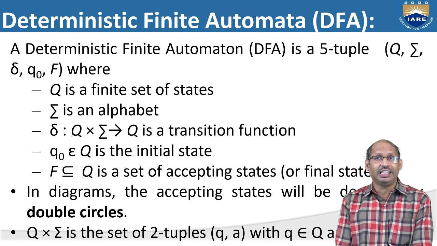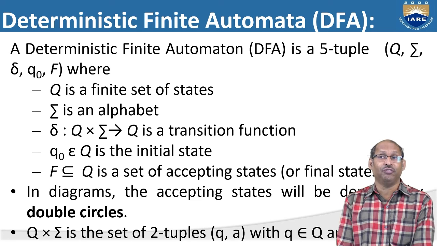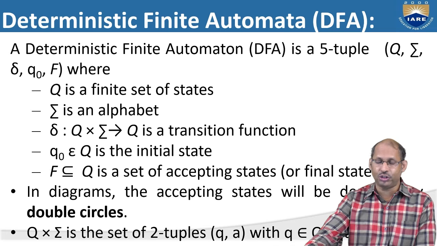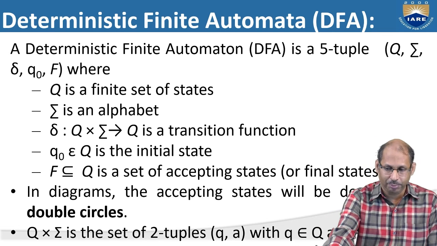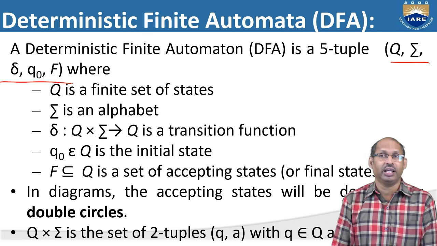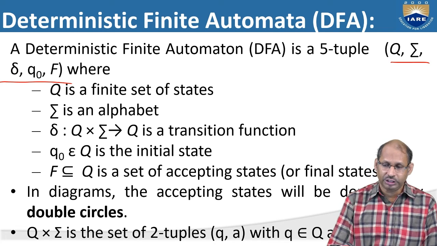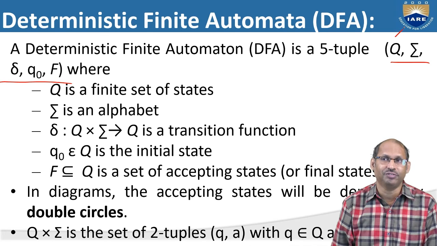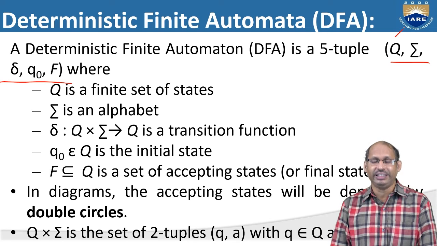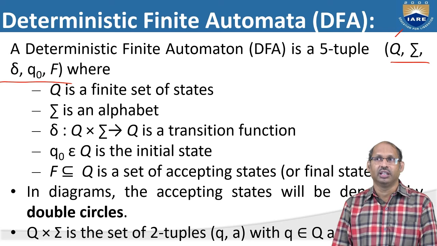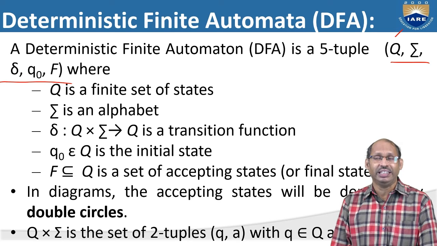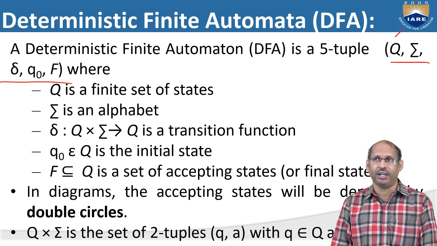A deterministic finite automaton is represented with a 5-tuple notation, so there will be 5 symbols. The first one is Q, a set of states. Q will represent the set of states in that DFA.